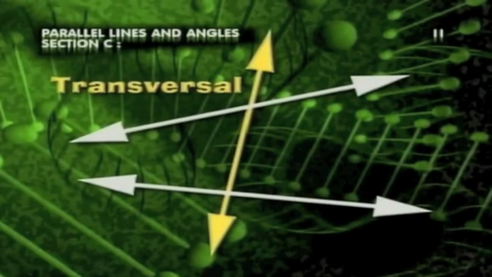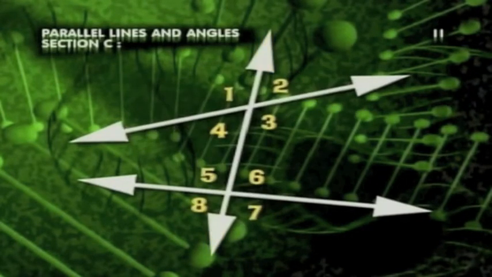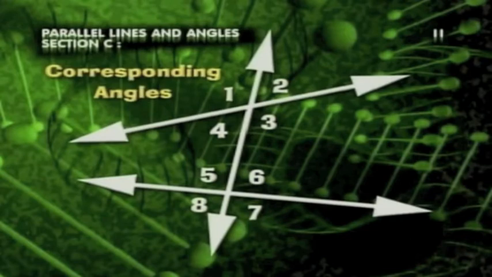When two lines are cut by a line, we call this intersecting line a transversal. When the lines are cut by the transversal, 8 different angles are formed. See them all there? There are 4 different ways to categorize these angles. The most general way is corresponding angles. Angles 1 and 5, 2 and 6, 3 and 7, and 4 and 8 are corresponding angles because they're in the same position on either line. They correspond to each other.